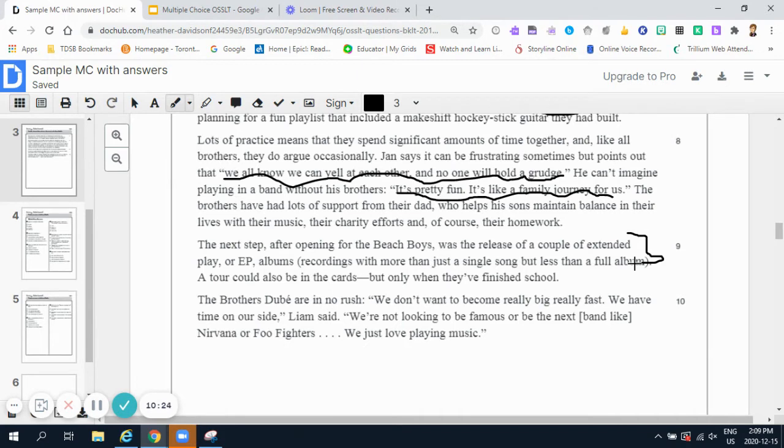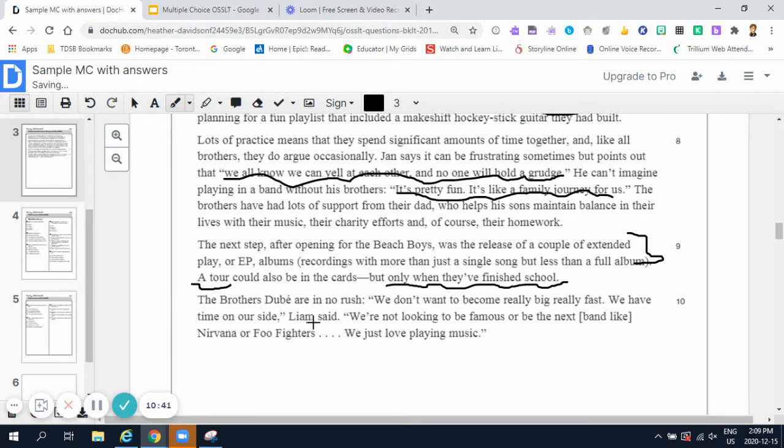Which means recordings with more than just a single song, but less than a full album. A tour could also be in the cards, but only when they finish school. So this seems important because I remember they asked a question about a tour. Okay.